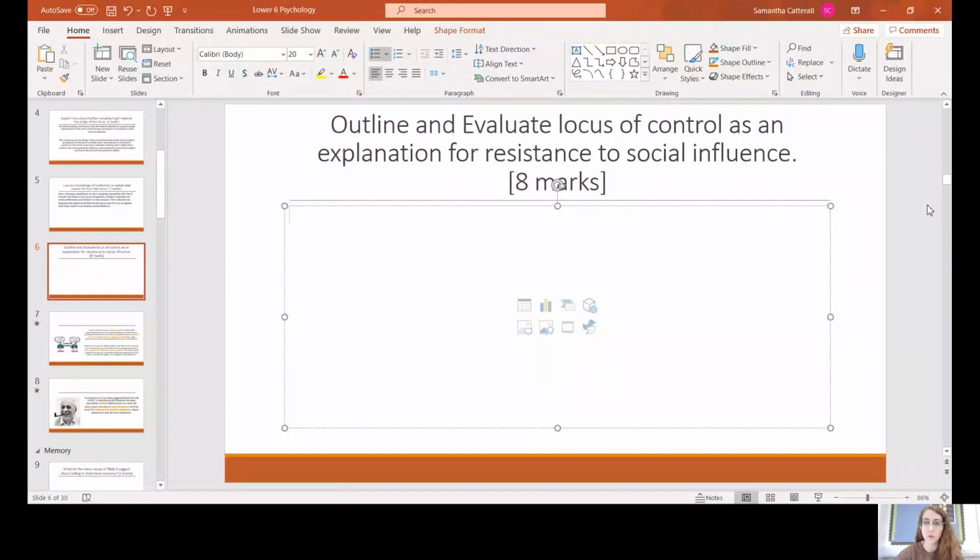Okay, I'm going to talk you through the Outline and Evaluate locus of control as an explanation for resistance to social influence. So it's an 8-marker. Now, 8 markers are essentially half of a 16 marker. So in a 16 marker without a stem, the marks are usually 6 AO1 and 10 AO3. So half that for an 8 marker would be 3 for AO1 and 5 for AO3. So 3 for outlining it, 5 for evaluating it.